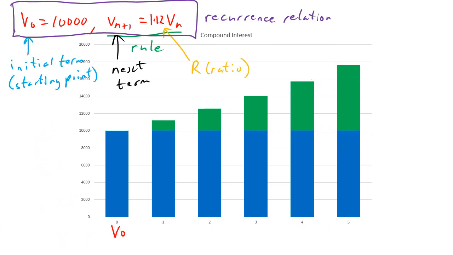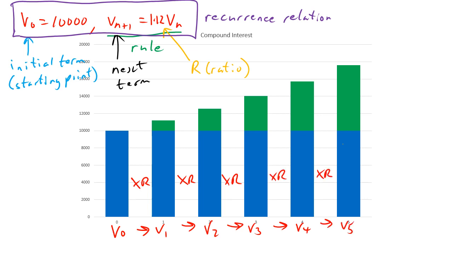Okay, we're at V0, and we want to get to V1. We've got to multiply everything by R. And to get to V2, we're going to multiply everything by R. And to get to V3, we're going to multiply everything by R. And to get to V4, we're going to multiply everything by R. And when we get to V5, we're going to multiply everything by R.